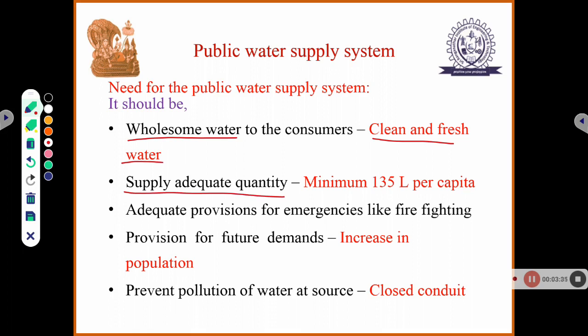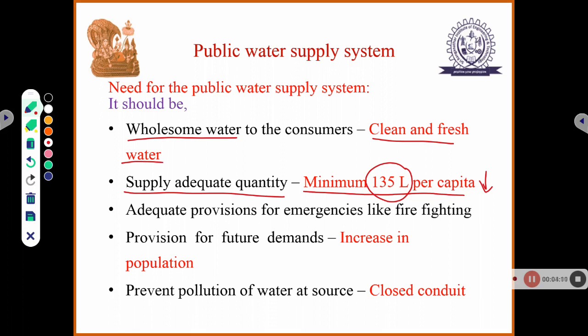The minimum quantity of water required in day-to-day life is 135 liters per capita. This 135 liters is the limit within which a single person can use water for drinking, cleaning, washing clothes, and so on. If we have less than this 135 liters, a demand will occur to fulfill our needs.